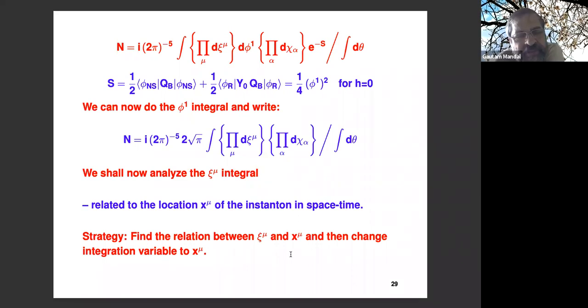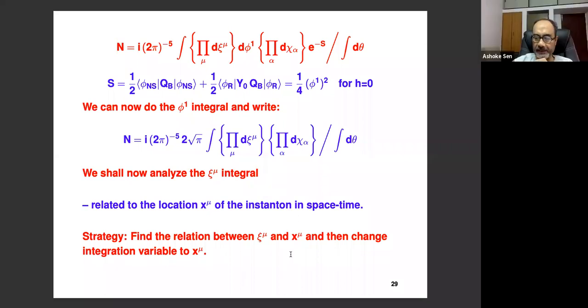Ashok, this part, the relation between xi mu and x mu, is this similar to the 2D analysis? Yes, similar to the 2D analysis, exactly. And then this will also be similar to the 2D analysis.